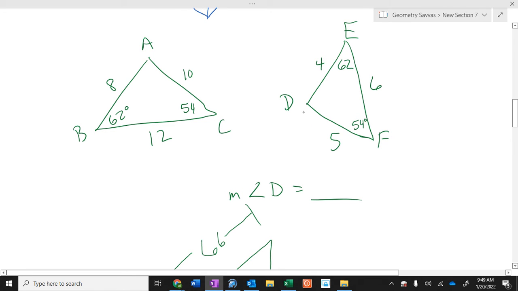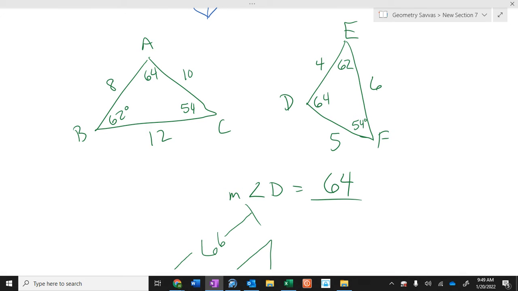So to figure out angle D, it's whatever's left. So 180 minus 62 minus 54 is 64. This angle must be 64 here and 64 here. Because these triangles are similar, because an 8, 10, 12, a scale factor of 1/2 puts you at 4, 5, 6.